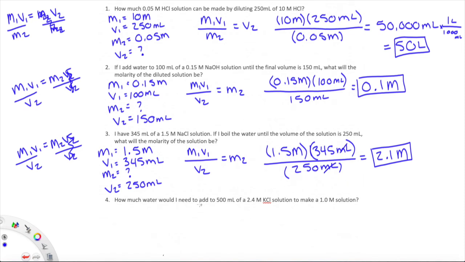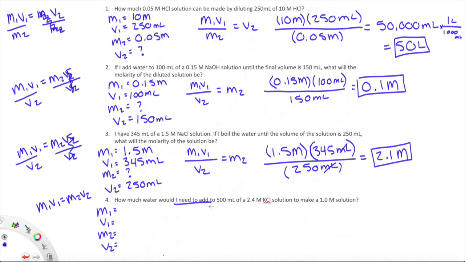All right, now last one, I'm going to go ahead and set it up. All right, how much water would I need to add? I'm going to go ahead and underline that because that's the extra about this problem. So how much water would I need to add to 500 milliliters of a 2.4 molar potassium chloride solution to make a 1 molar solution?